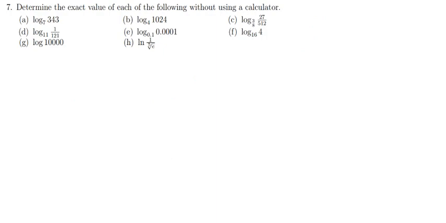Another thing, let's deal with B. B is log base 4 of 1024. Find a number which 4 can be raised to that should give us 1024. What number can that be? Now you know that 4 to the power 4 is 256. Then you should try maybe 16. 4 raised to the power 16 is going to be a very big number.